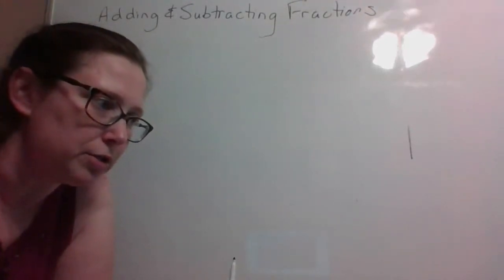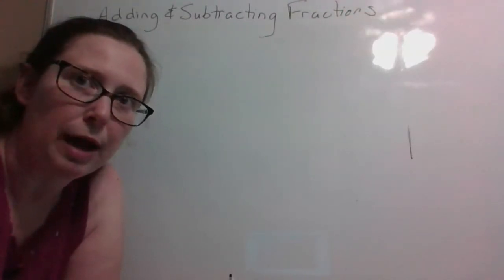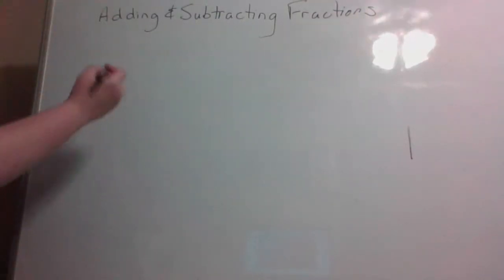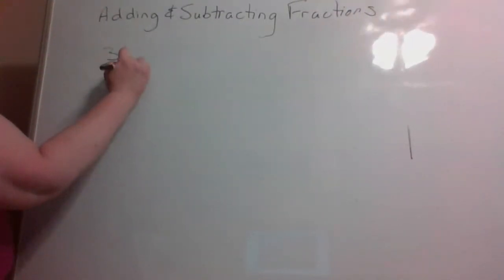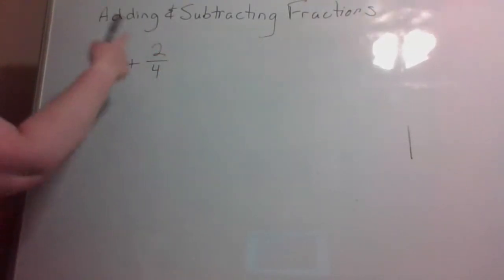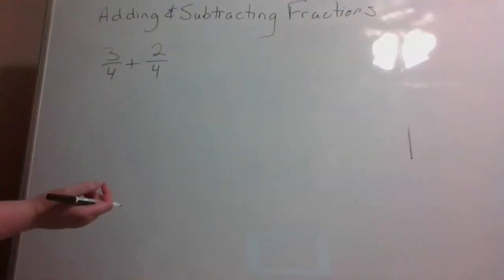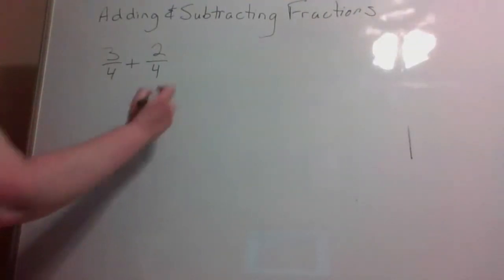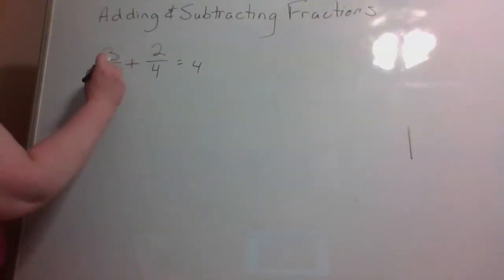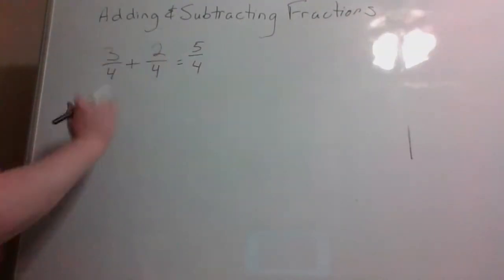To do that, you guys need to remember that your denominator, your bottom number, shows you how many pieces your fraction is broken into. So say we had 3/4 plus 2/4. So we're adding fourths here. Both of our fractions are broken into fourths. So what that means is our answer is still going to be broken into fourths. All we have to do here is add our two numerators.